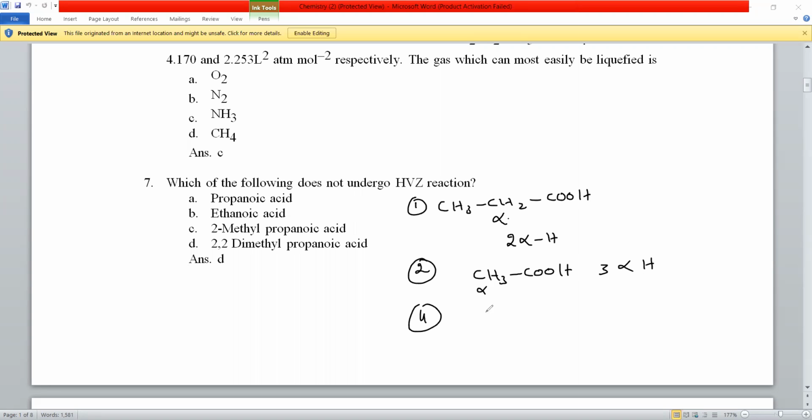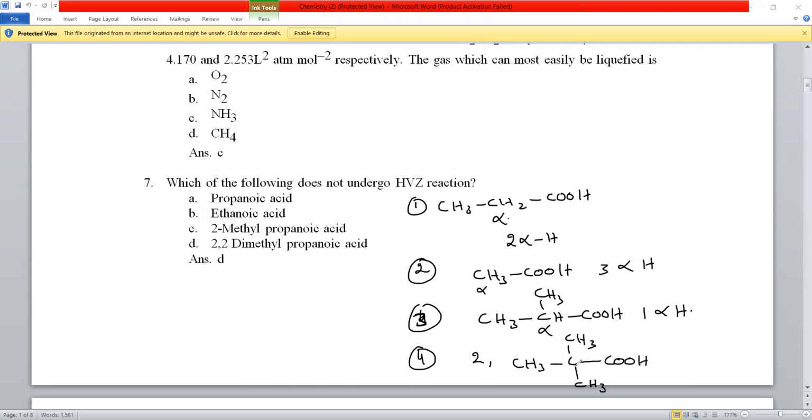Option 3 is 2-methyl propanoic acid. This is the alpha carbon, and it has 1 alpha hydrogen. The fourth one is 2,2-dimethyl propanoic acid. Here the alpha carbon doesn't have any hydrogens, so it has 0 alpha hydrogens. Does not undergo means the carboxylic acid must not have any alpha hydrogens. So the answer is 4, option D is the correct one.